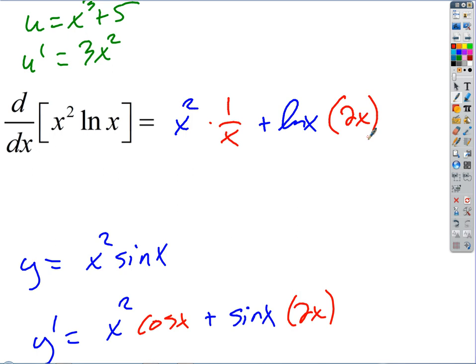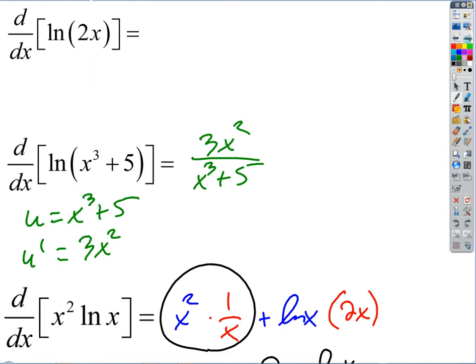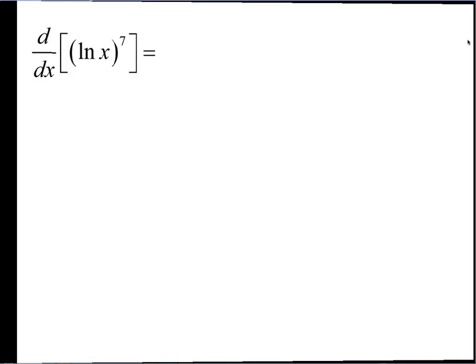And if I simplify that, what can I do over here? How would I probably want to write that? Mathematicians are really picky about this stuff. How do you suppose I'd want to write that? 2x, good. We want to put the constant first, then the x, then the log x. That's it. All right, I think we're getting this.